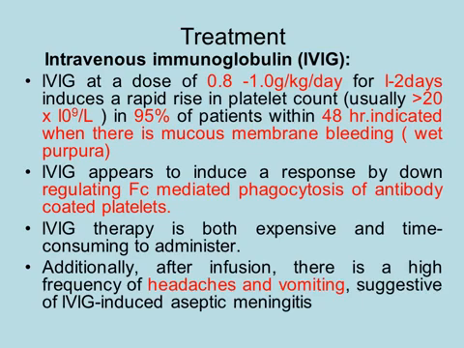The drug of choice if you want to start treatment is the intravenous immunoglobulin, IVIG. The usual dose is 0.8 to 1 gram per kg per day for 1 to 2 days. This will cause a rapid rise in the platelet count more than 20,000 in 95% within 48 hours. And it is indicated if there is mucous membrane bleeding, which is known as wet purpura.